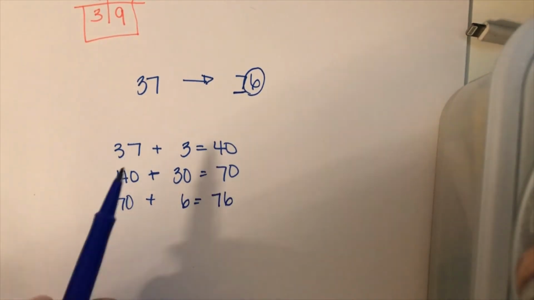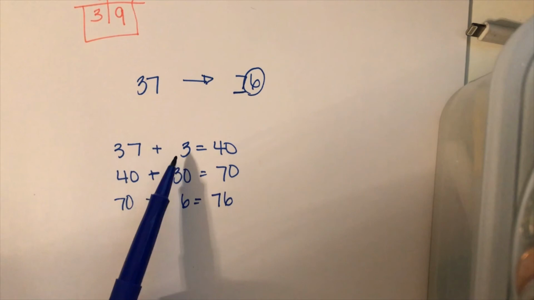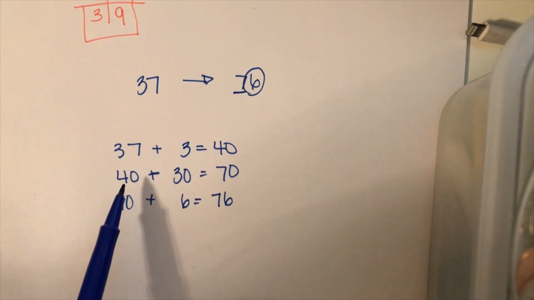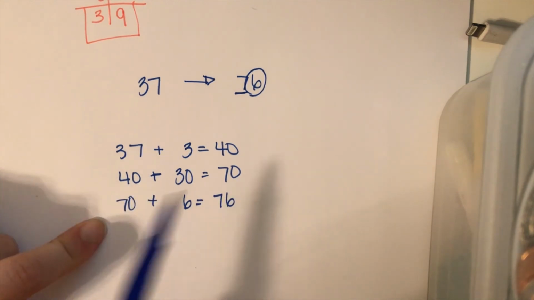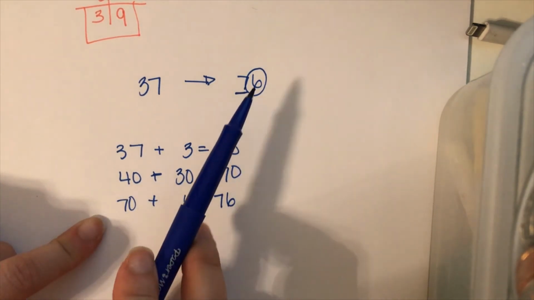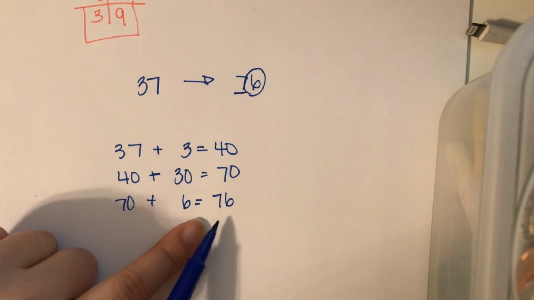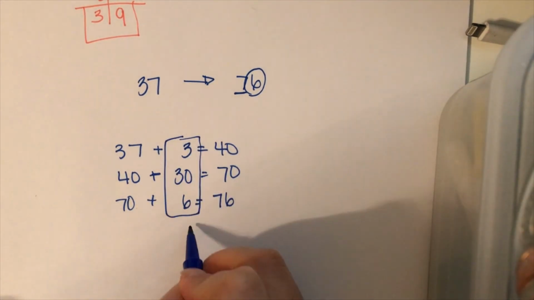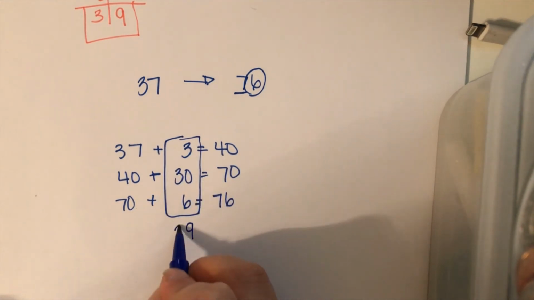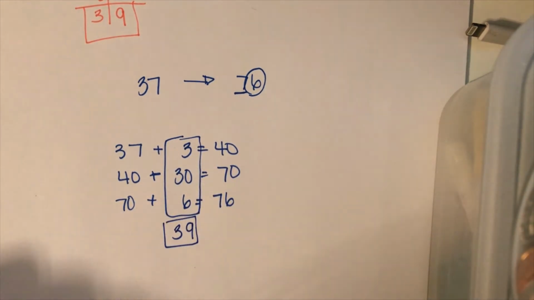Sorry about that. Let me go over that again. I started with 37. I added 3 more to get to 40. From 40, I thought, hey, let's get that tens place going. Added 30 to get to 70. From 70, I looked at my ones place. We need 6 more. 6 more to get 76. Now you're going to add just the middle. So 6 plus 3 is 9. 3 plus nothing and nothing is 3. So that's your adding up way, just to challenge yourself just a little bit.